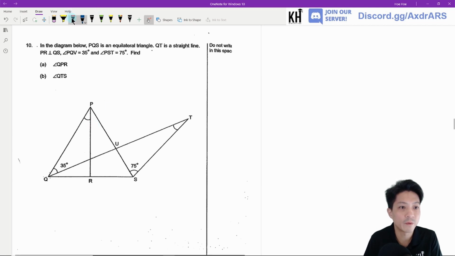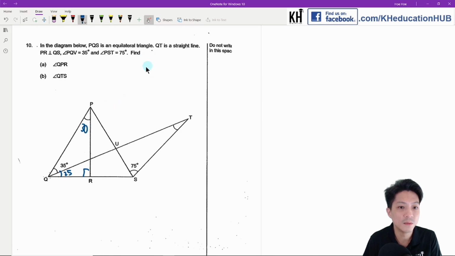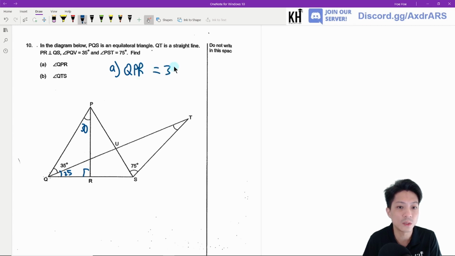Okay, we can find part A first, because this is perpendicular, right? PR is perpendicular to QS, which means that this is 90 degrees. And this over here is 60, so this angle over here is 35. Which means that this will be 30. So for part A, angle QPR is equal to 30 degrees.